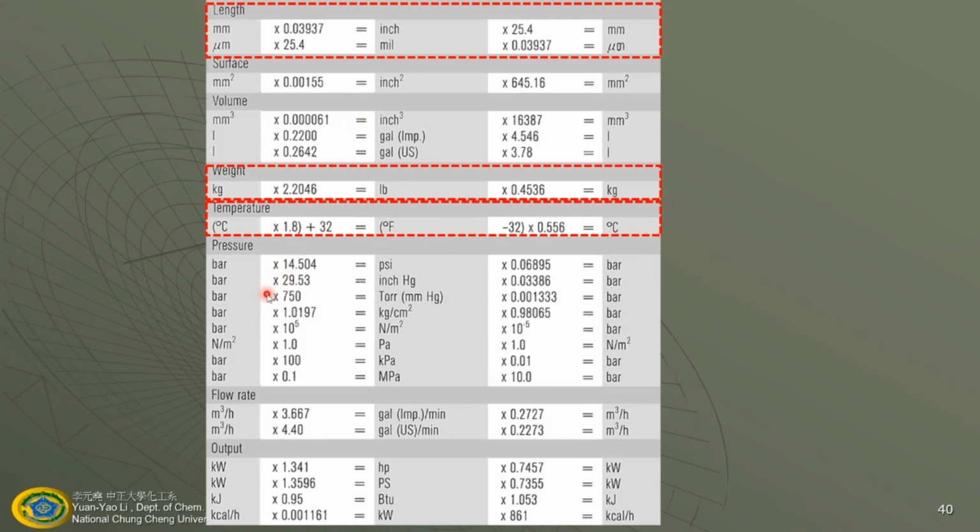For example, 1 bar equals how many psi? This is pressure, and the flow rate, and the energy or the power. Don't worry about this when you do the calculation. Again, please remember these 3 conversion factors.